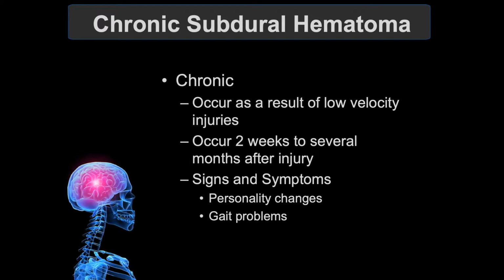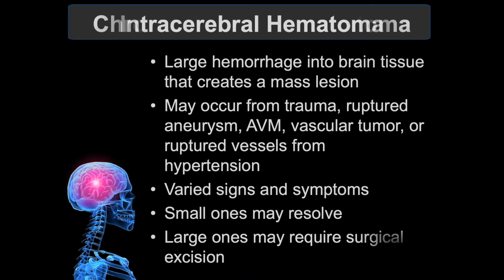An intracerebral hematoma is a large hemorrhage into brain tissue that creates a mass lesion. It may occur from trauma, ruptured aneurysm, AVM, vascular tumor, or ruptured vessels from a history of hypertension. These have varied signs and symptoms depending on the location of the bleed. It is important to remember that the small ones may resolve, but that the large ones may require surgical excision.